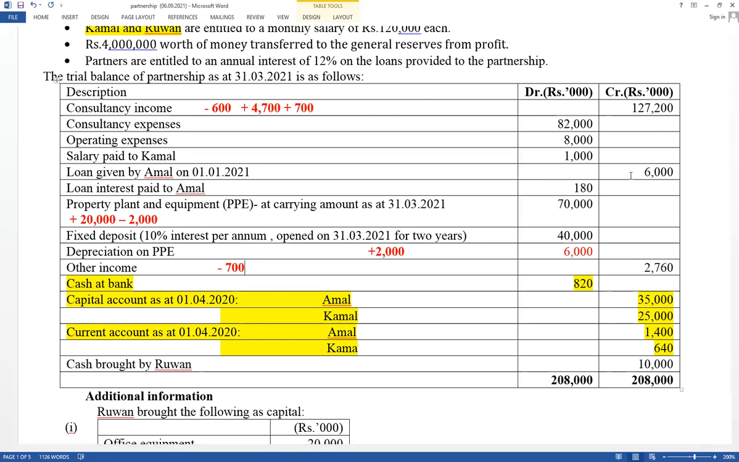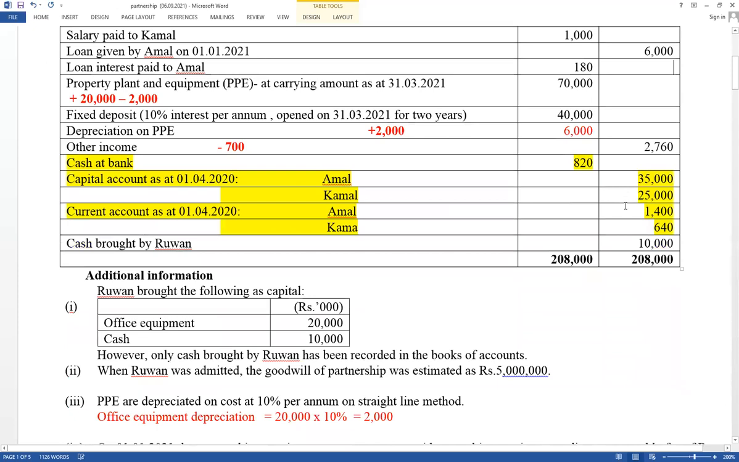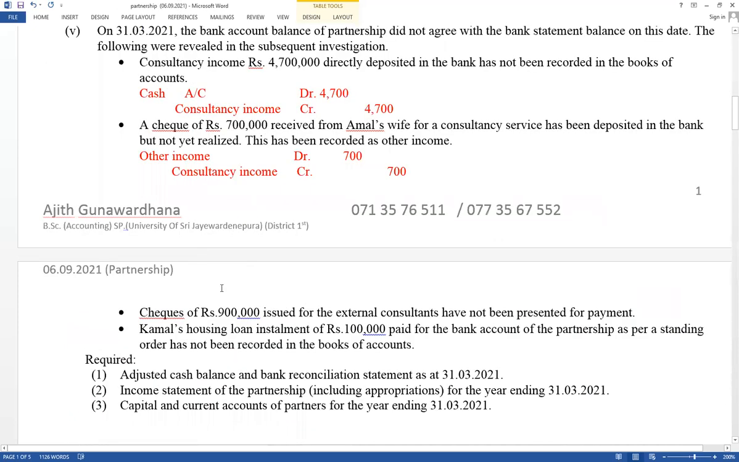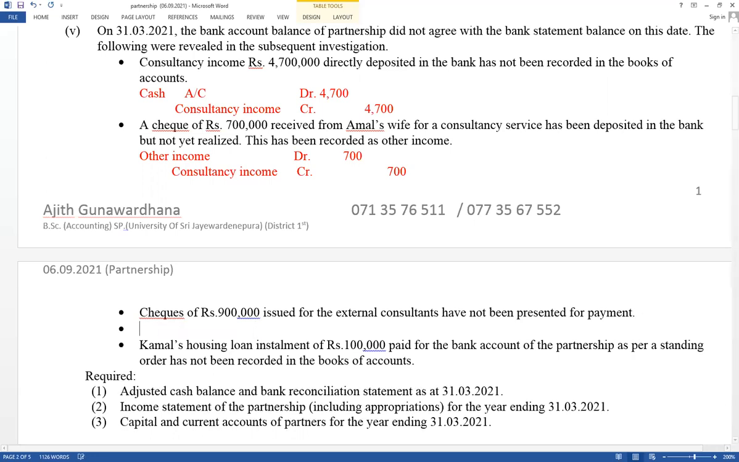Next one, think next adjustment. We have been discussing the bank reconciliation part. Think part 3, additional 5. Given: check of 900,000 issued for external consultant has not been presented for payment. That is unpresented checks. Unpresented. It should be recorded only in the bank reconciliation statement. Unpresented checks. Check of 900,000 issued for external consultant.